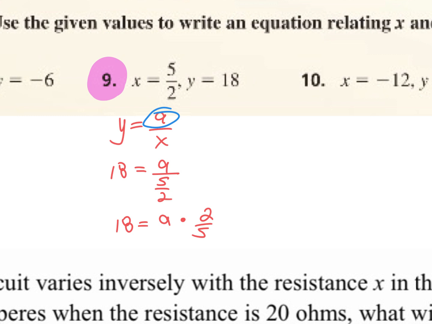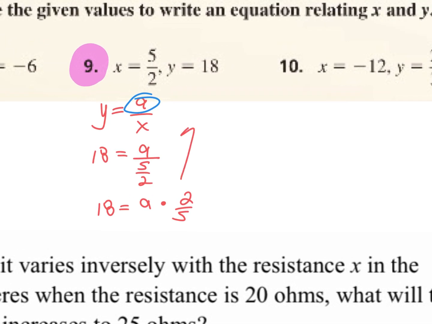Now, a couple ways you can do this. You can say, I'm going to come up here, 18 equals 2a over 5. See how I multiplied the a in the 2/5? Now, how do I get a by itself?